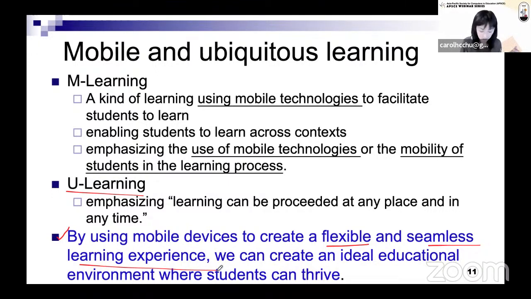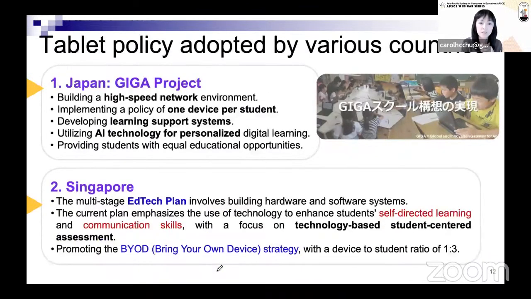So let's see what other countries do in the tablet policy adopted by three countries, including Taiwan. The first one is Japan's GIGA project. The project aimed to build a high-speed network environment and implement the policy of one device per student, just like us, just like Singapore, and to develop learning support systems and use AI technology for personalized digital learning. It's also like what Taiwan is going to do these years, and provide students with equal educational opportunities.